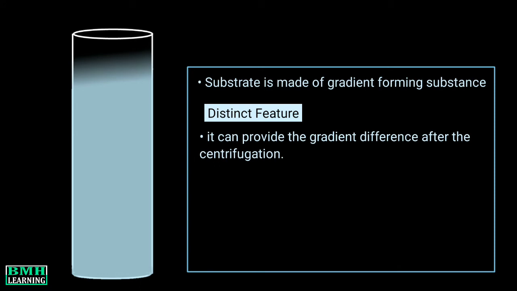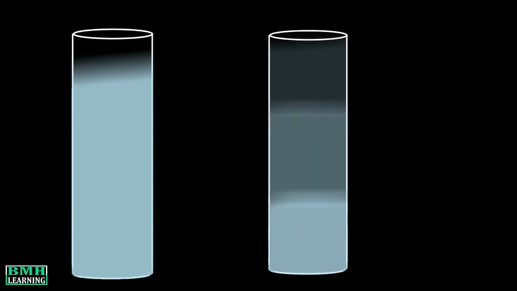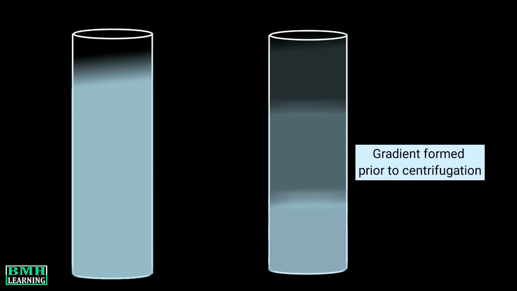So, in case of isopicnic centrifugation, the gradient is not formed in the first place. Now, this is in contrast to the gradients you encounter in sucrose density gradient centrifugation and zonal centrifugation, where we choose the matrix forming substrate in such a manner that it can form a gradient at the start of the centrifugation.